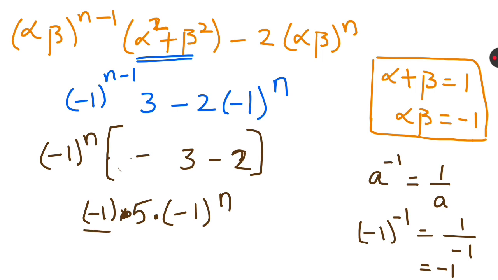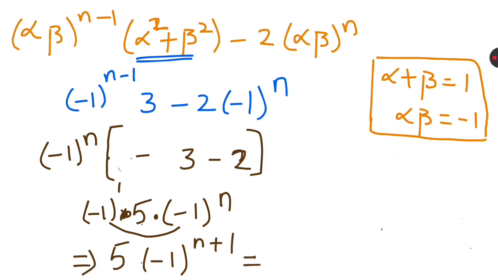Now observe here minus 1 and here minus 1. Both bases are same. Then we can add the powers. So this 5, write it here. And what we left here, bases are same, we can add the powers. We can write n plus 1. So the final result is 5 times (minus 1) whole raised to power of n plus 1. This is the value for S(n+1) times S(n-1) minus (Sn) whole power 2.